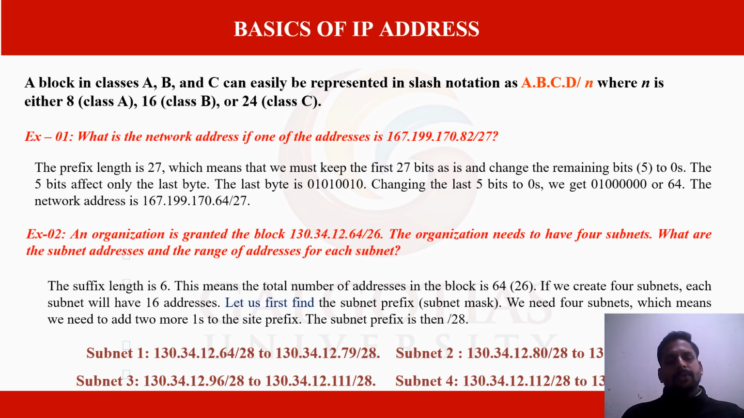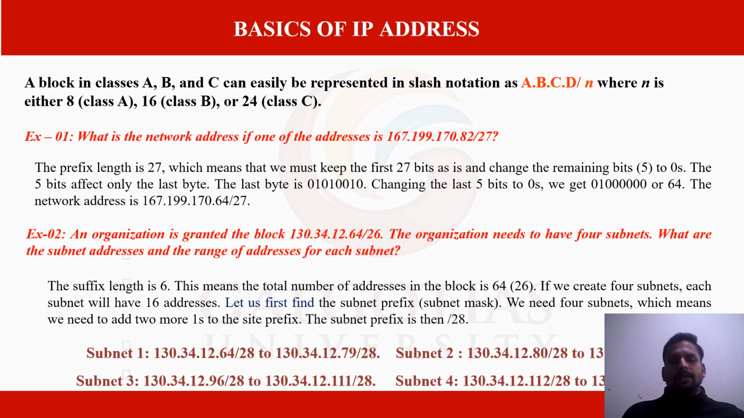So what we are going to do here, the example: what is the network address if one of the addresses is 167.199.170.82? So they are asking for the network address. Okay, so they are giving one intermediate address and then they are asking for the network address. The slash notation they are giving is 27. Okay, so the prefix length is 27. That means from the 32 bits, the first 27 bits we are accessing.